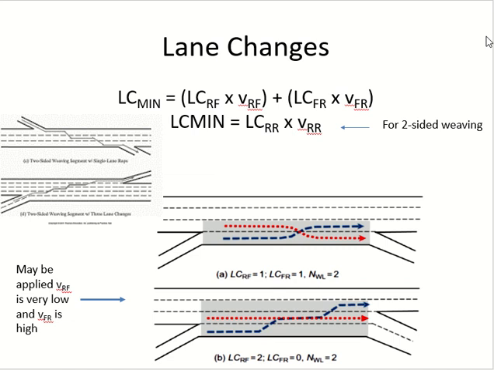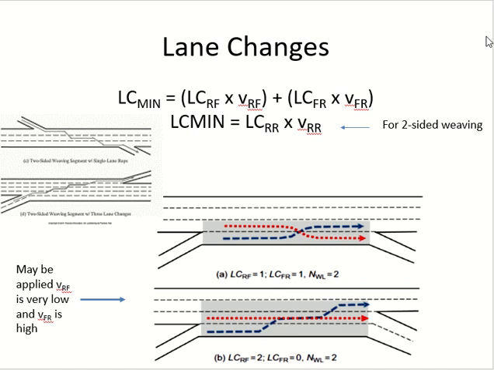Entry from one side and exit from the other. Okay, so the entry ramp is on the left hand side and the exit ramp is on the right hand side. In that case, we call it two-sided weaving. Both these cases are two-sided weavings. You are coming in from one side and going out from the other.